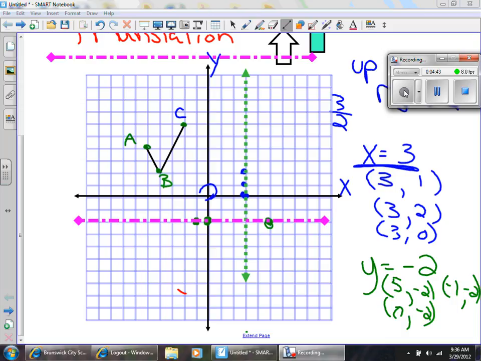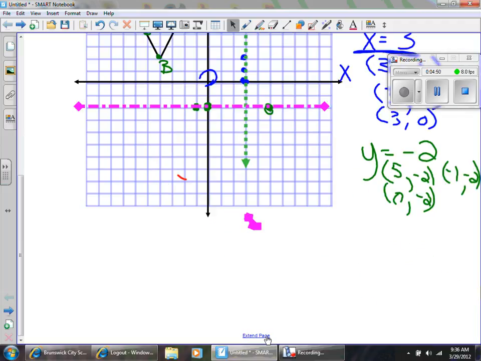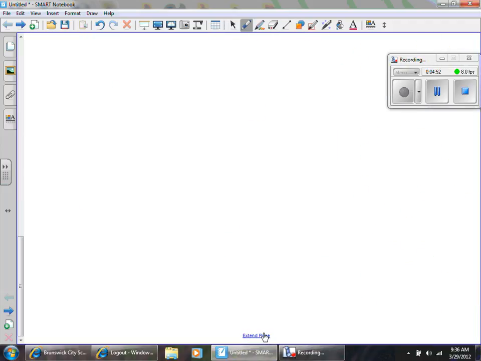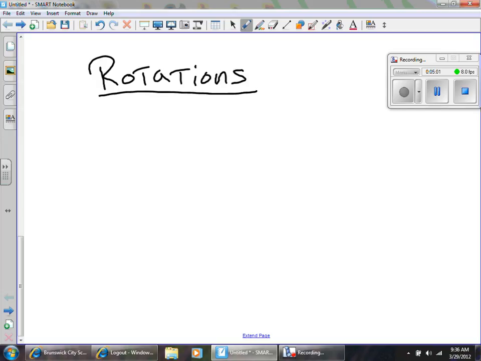Okay, so another type of transformation we learned was the rotation. I'm not going to do a whole rotation again. You can go back and watch the old videos. But rotations, we know 2 types. Type 1 is the 90 degrees, all right?